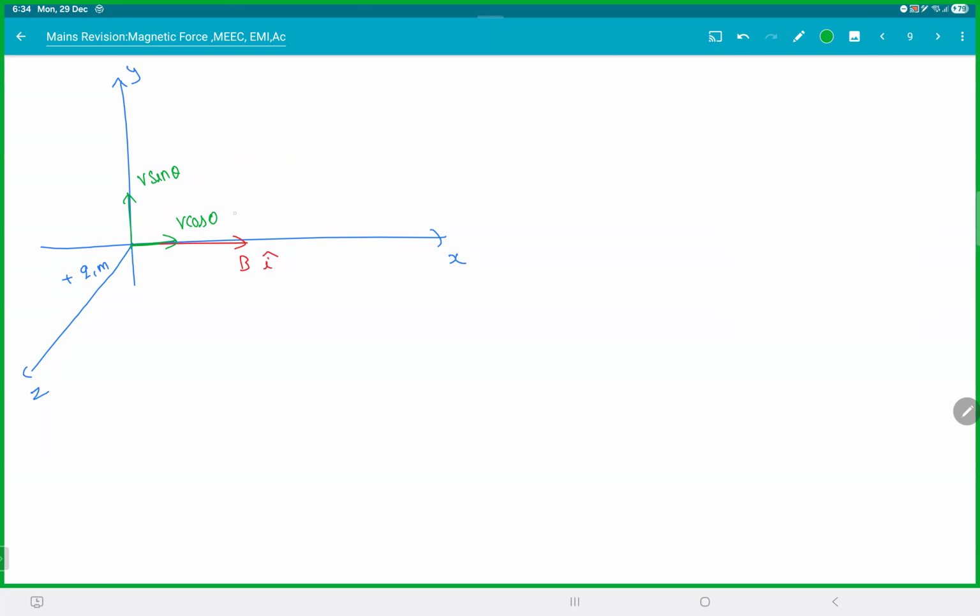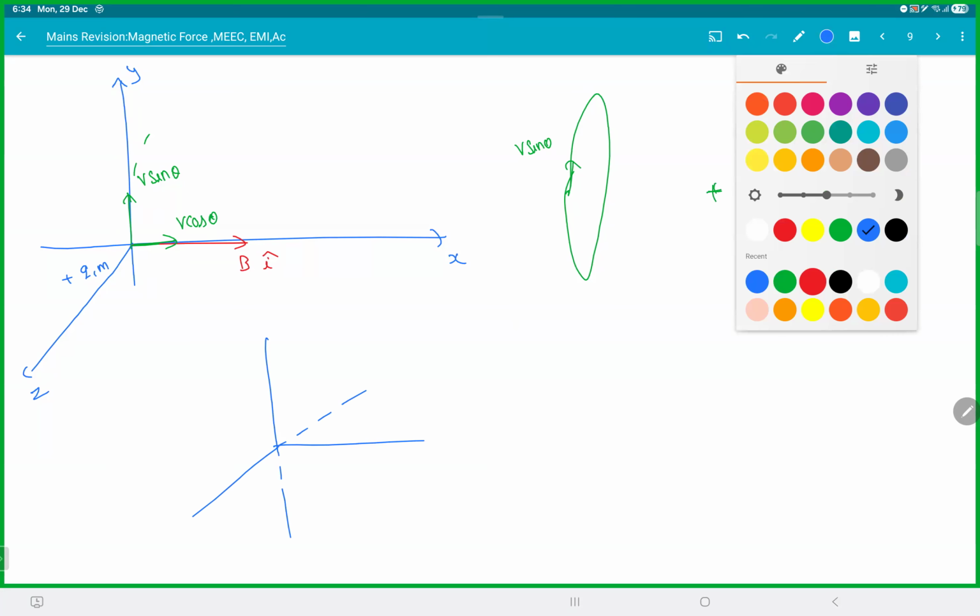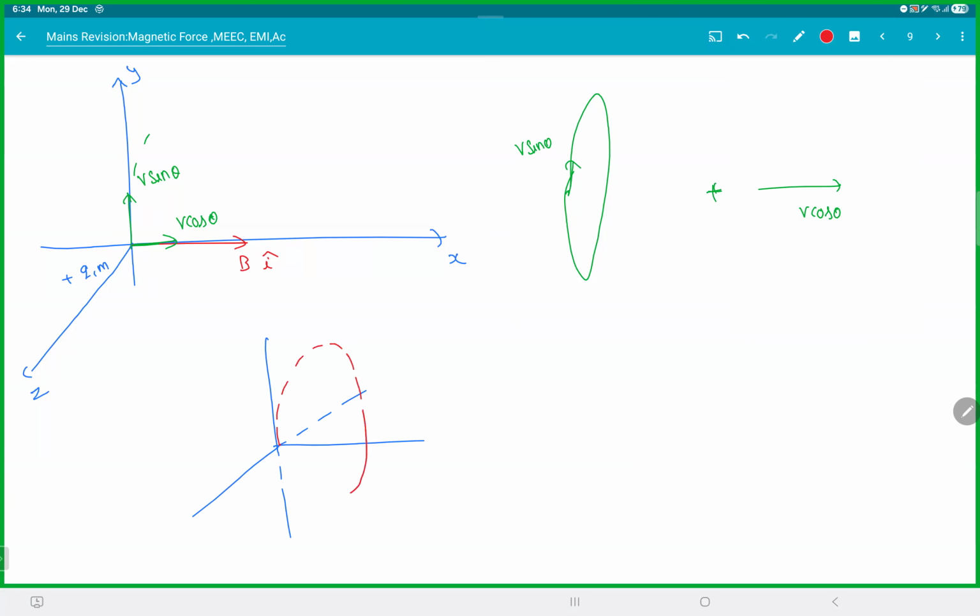So here what happens? V cos theta is unchanged. This V sin theta will start going in a circle. So if I split, V sin theta will go in a circle, and this V cos theta will go in a straight line, undeviated, because it is parallel to the magnetic field. If you actually look at this circle, it would look like this. The center will be at the coordinate 0, 0, minus r. That's your minus z axis. So this circle is going in the YZ plane.